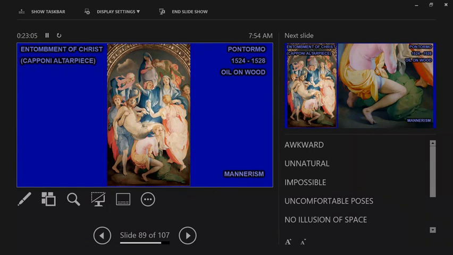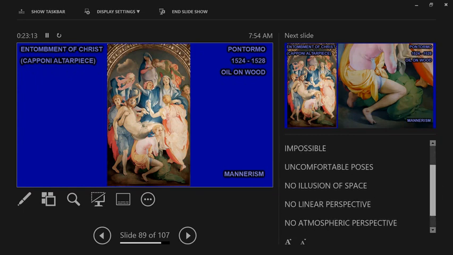All right, so again, we have these awkward, unnatural, impossible, and uncomfortable poses. And then we also have a lack of illusion of space. The Renaissance artists gave us all that space. Before the Renaissance, all that space was crammed flat, like a department store display. But now the Renaissance opened up all that space, and the Mannerist says, no, we don't want that space anymore. So everything is crammed to the front, and we don't even really know where they are. There's a little cloud in the background, but the sky doesn't look like a sky. So this is very strange.